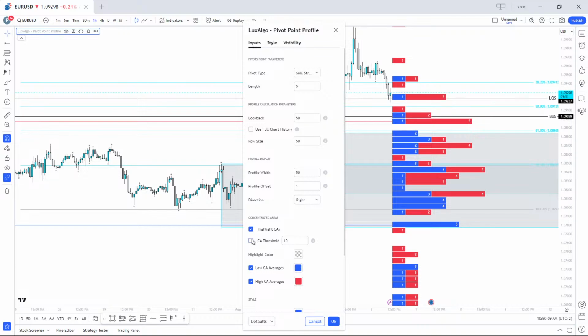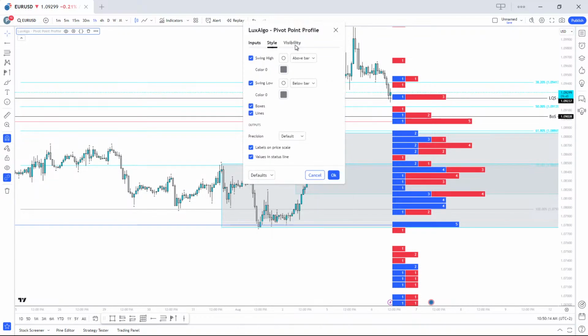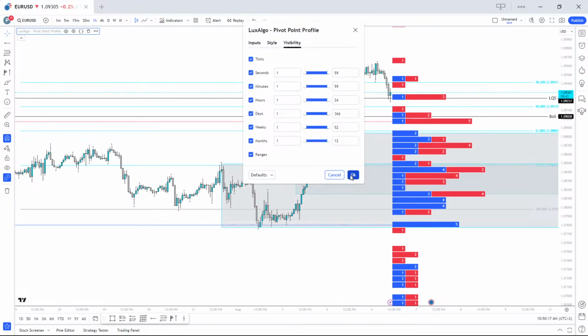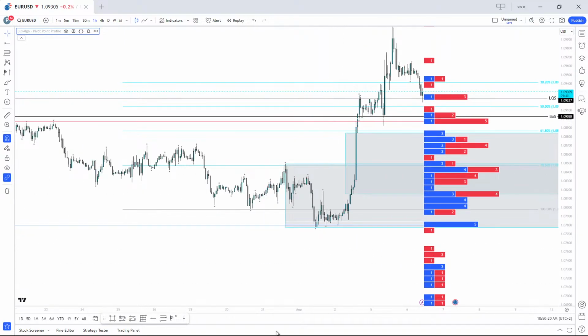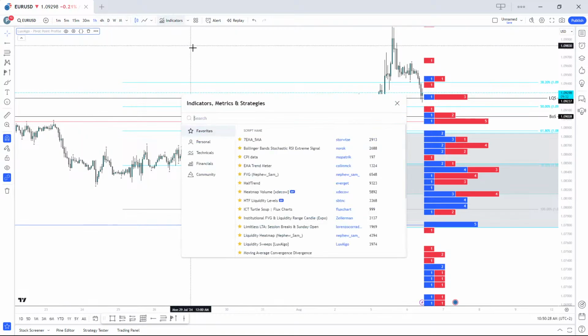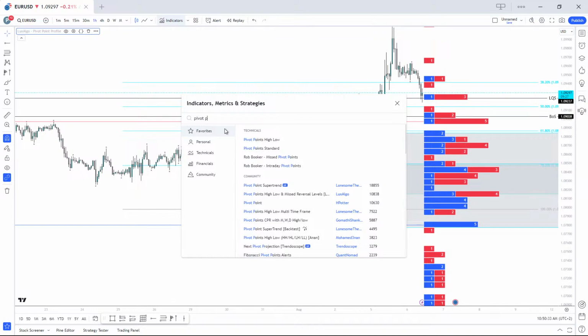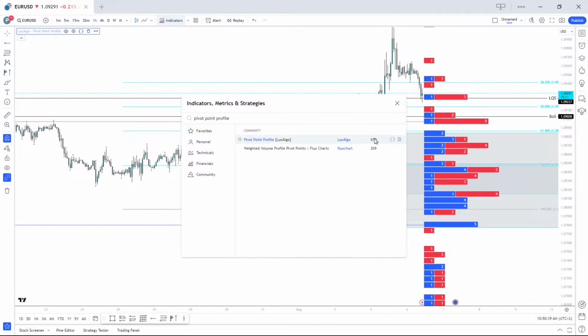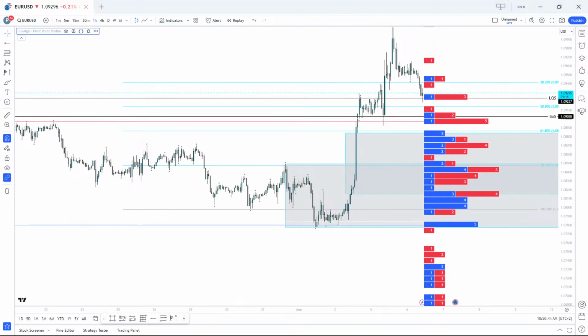CA threshold. So what is this threshold? It doesn't do anything. Style, visibility. I think we've covered the first indicator, and I'll actually mark this as the favorite. So again, this is the pivot point profile by LuxAlgo if you guys need it.